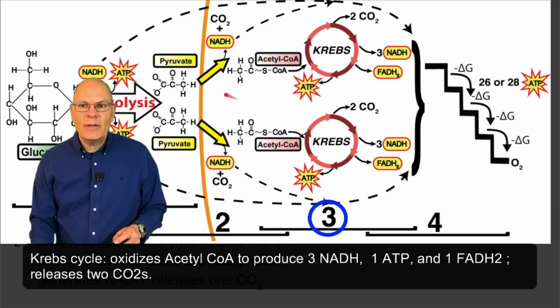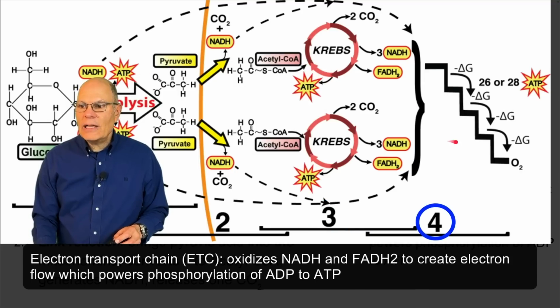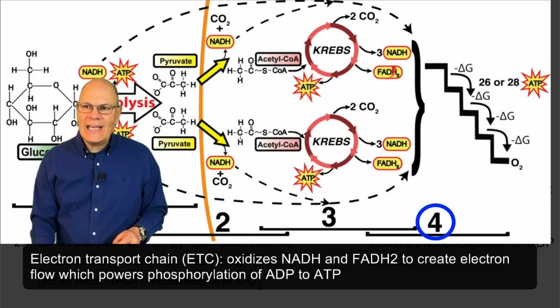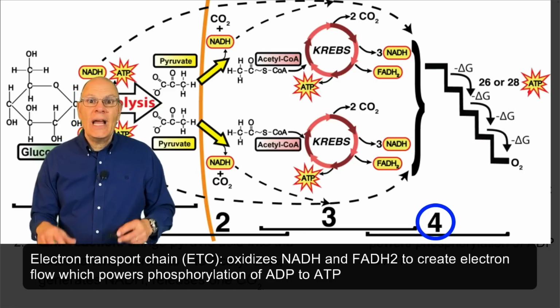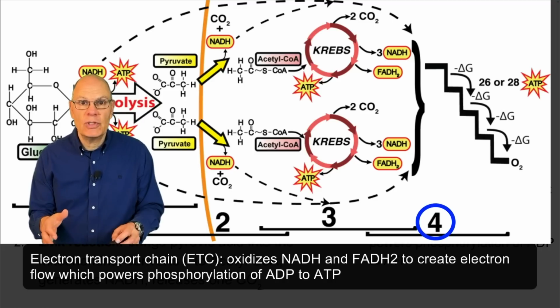And note that for every glucose that enters cellular respiration, the Krebs cycle runs twice, as does the link reaction. And then finally, you have the electron transport chain, the ETC, and what that does is it takes these reduced products, these reduced mobile electron carriers, and it oxidizes them, and that creates electron flow that powers through chemiosmosis the production of ATP from ADP and phosphate.